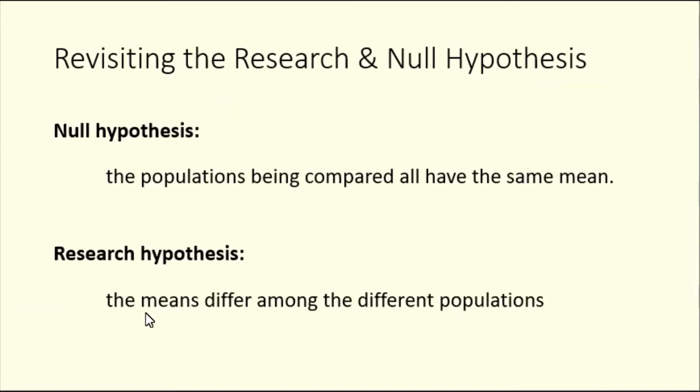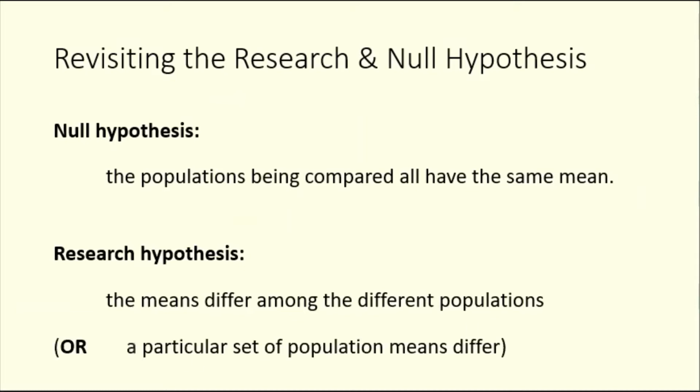Our research hypothesis could be that the means differ among the different populations, or it could be that a particular set of population means differ. So if I have three groups, I can say that group 3 is going to be greater than group 1, and that can be one of my predictions. I can have a very specific prediction, or I can just predict one of these groups isn't going to be like the others.